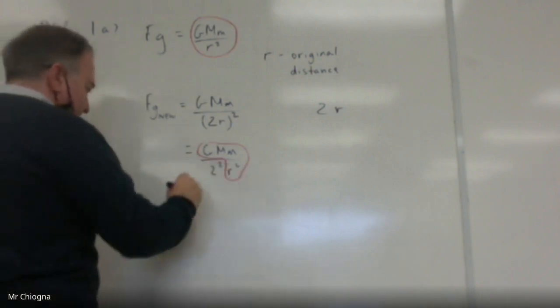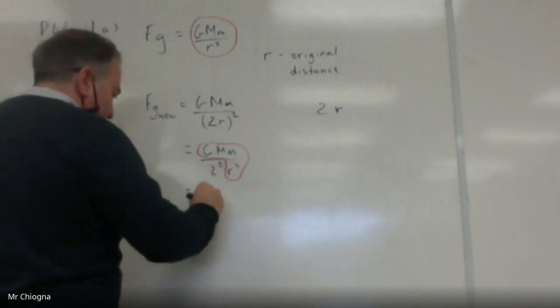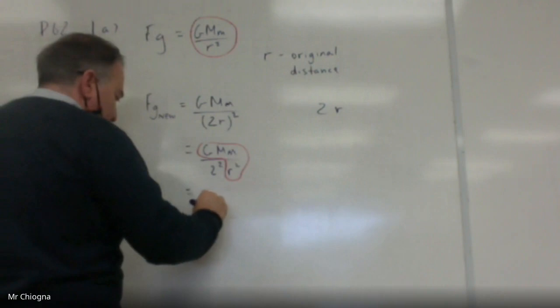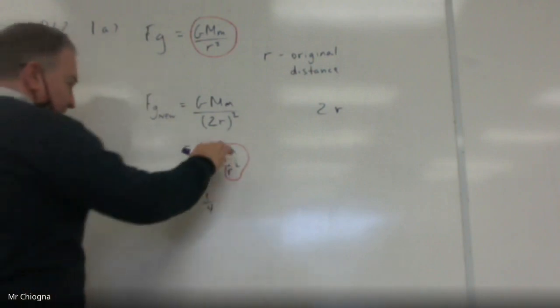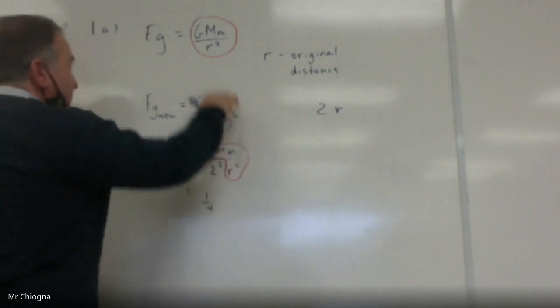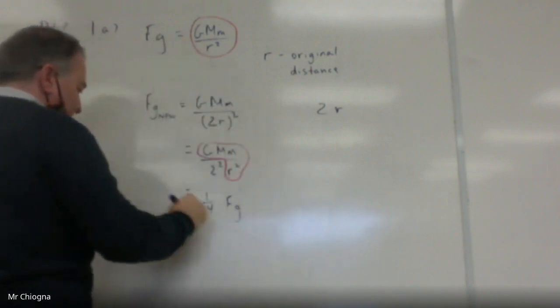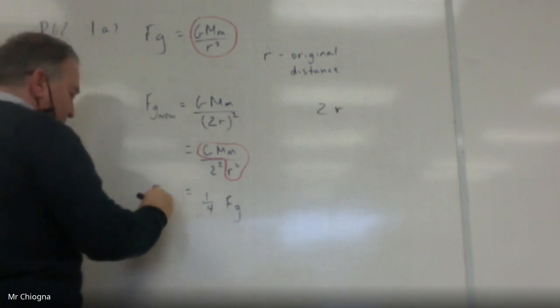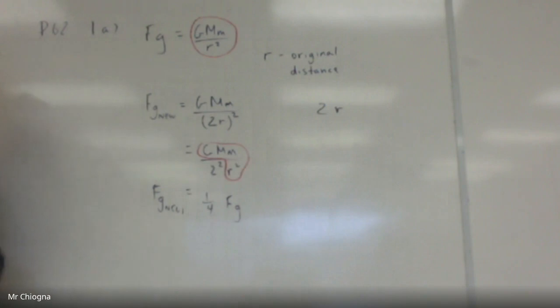I'm going to simplify this. This is 2 squared, which is 4. Mathematically, you can just take the whole thing out and put 1 over 4 times this. What is this? This is just the original force. So what do I get? The new force is 1/4 of the old force. A lot less. It's 1/4 of the original.